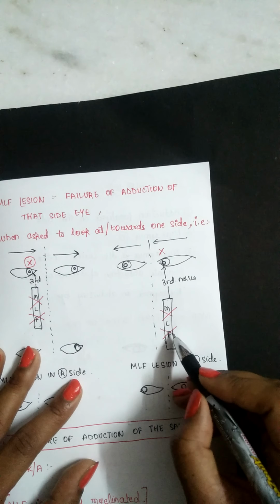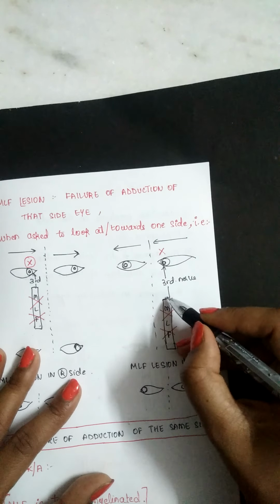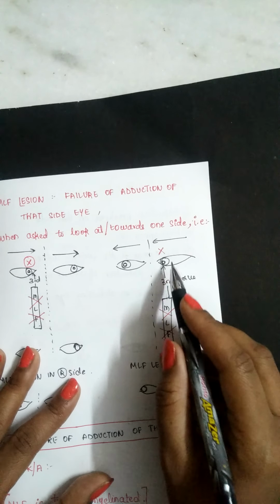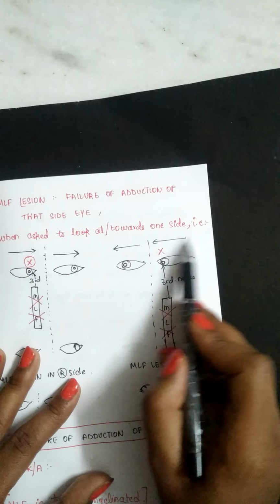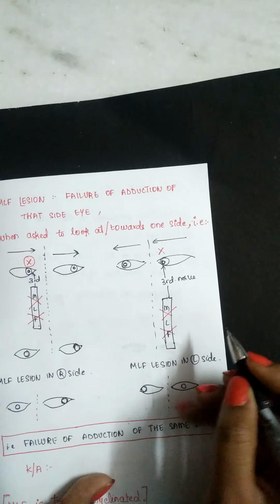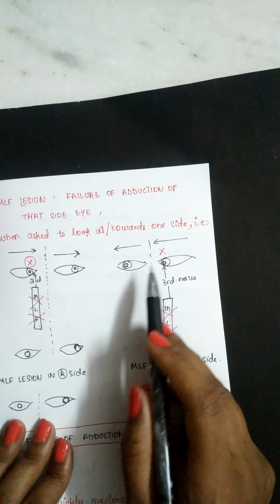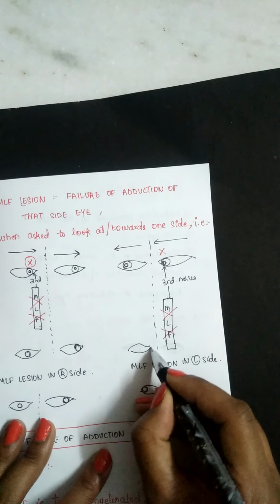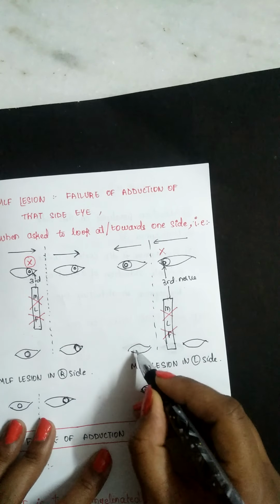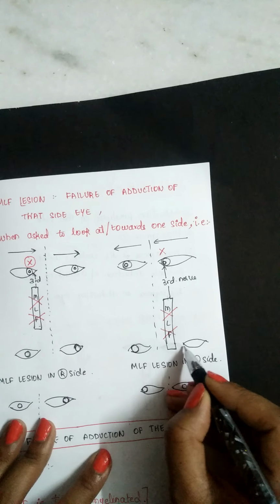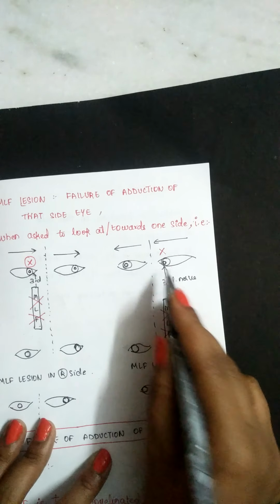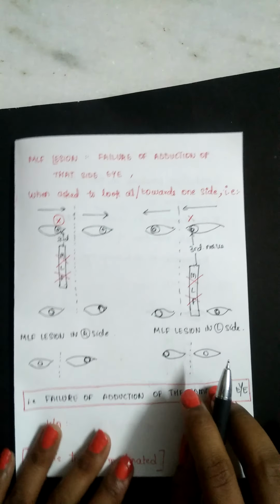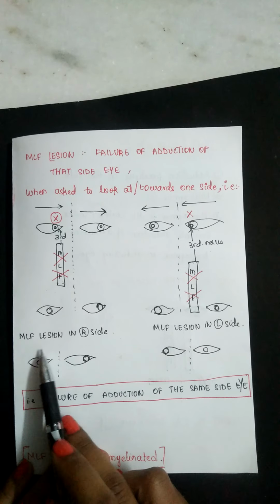If the lesion occurs in the left MLF, the left side eye cannot adduct. Therefore, if the patient is asked to look towards this side, instead of the proper orientation of the eye like this, the result would be that this eye would abduct, but this eye cannot adduct. Therefore, it would be at the center. This is what I have tried to explain with the diagram.